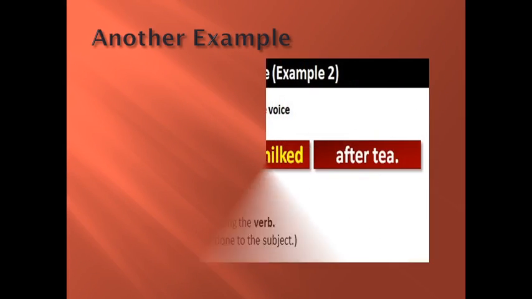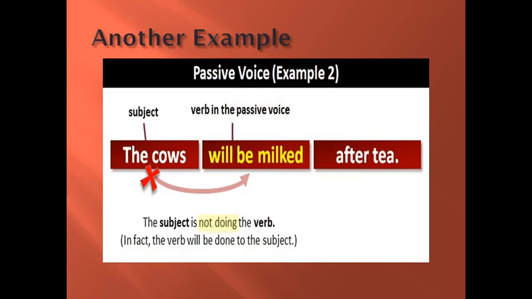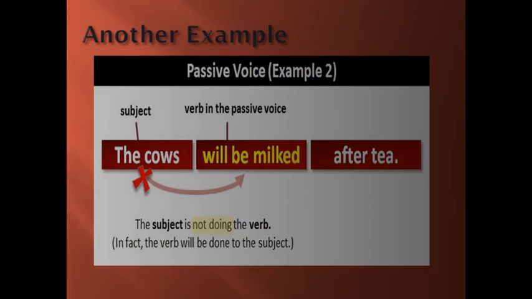Also, we can have another example. The cows will be milked after tea. Here we have the subject, the cows, the verb in the passive voice, will be milked, and the predicate of the sentence, after tea. We can find that the subject is not doing the verb. In fact, the verb will be done to the subject.